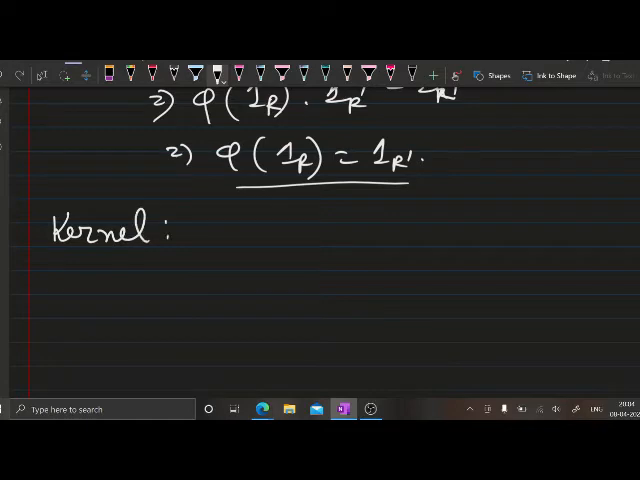Now we are attempting to define the kernel, which is much analogous to the definition of the kernel of a group homomorphism that we have already studied in our group theory course, right? So the kernel of a ring homomorphism. So what does it mean? A ring homomorphism is, firstly, a group homomorphism, right? So suppose that phi is a ring homomorphism.